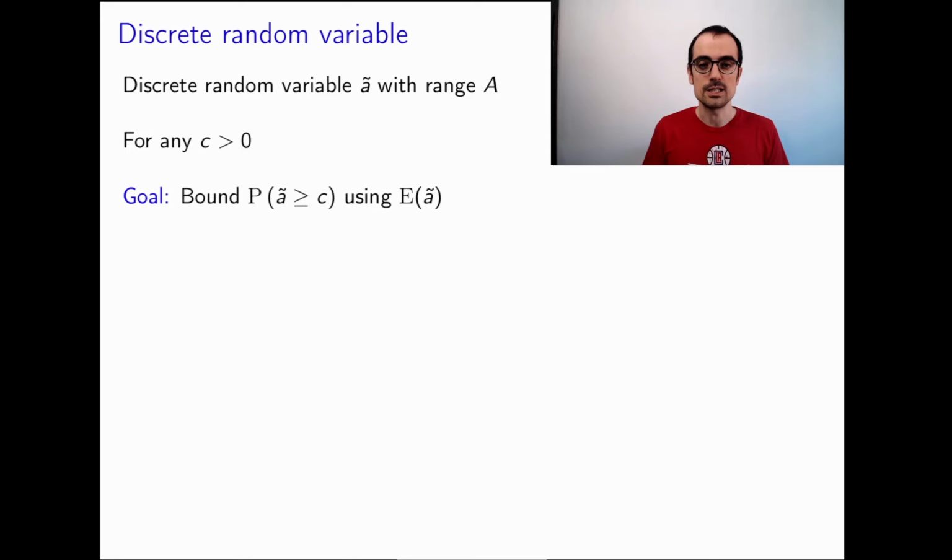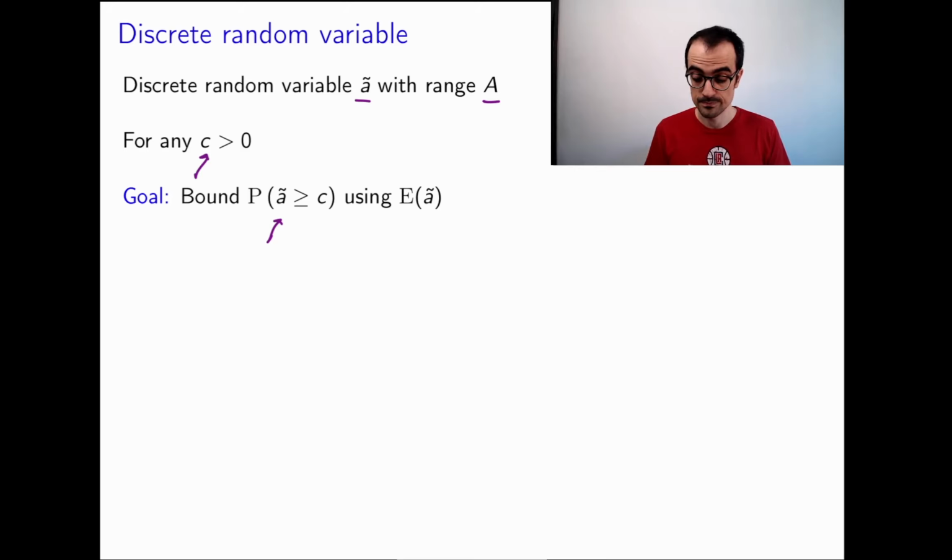We're going to establish Markov's inequality first for discrete random variables, because I find the proof more intuitive than the general proof, although as you will see, the general proof is really simple and elegant. But I find that this proof really shows you why it holds. So imagine that you have a non-negative discrete random variable A with a certain range, and you fix a constant C. And now you want to bound the probability that A is greater than that constant, and you want to use the mean.